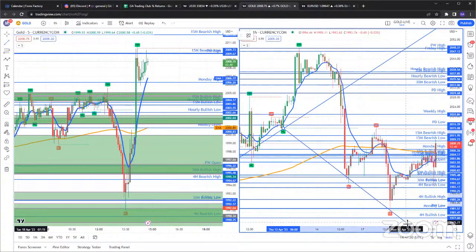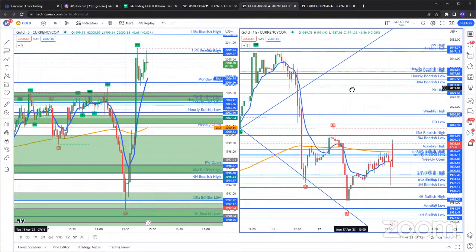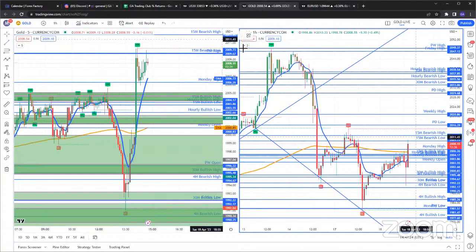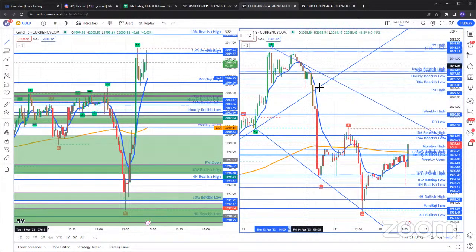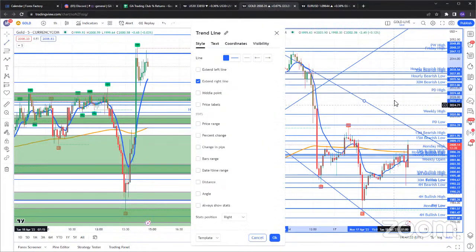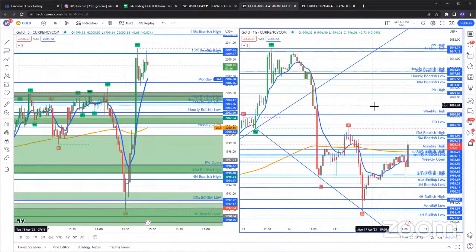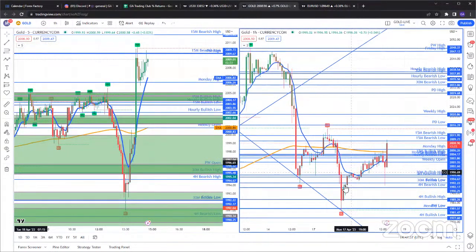So this is the next one on the hourly. We don't have anything else. Ideally, I don't want to draw this because this is cutting through. It is an established trend line, but I don't like my trend lines cutting through. So right here, I'll just do the analysis using this. Okay, so we have this trend line being maintained.